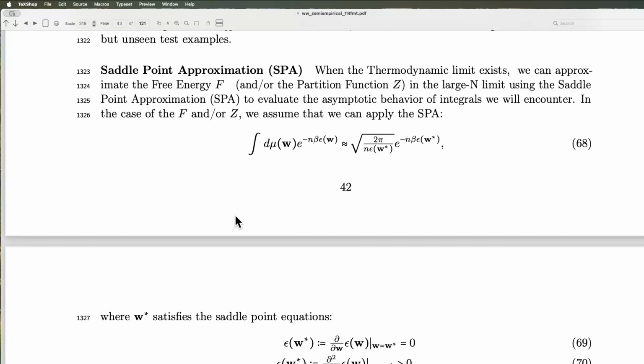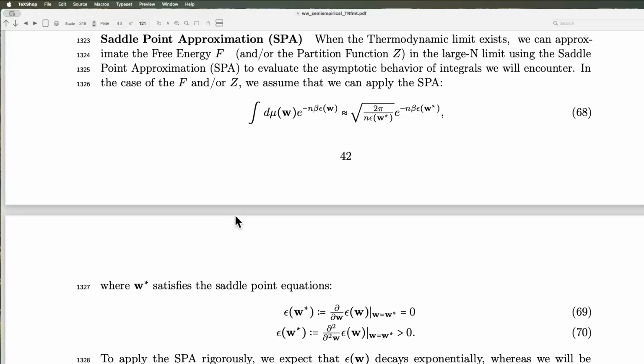Okay, so another key idea we're going to look at is called the saddle point approximation. In the saddle point approximation, when the thermodynamic limit exists, we can approximate the free energy and/or the partition function in the large n limit to evaluate the asymptotic behavior of the integrals we encounter. In the case of F and/or Z, we assume that we can apply the saddle point approximation, meaning that, when n is large, we approximate the integral as its peak value.